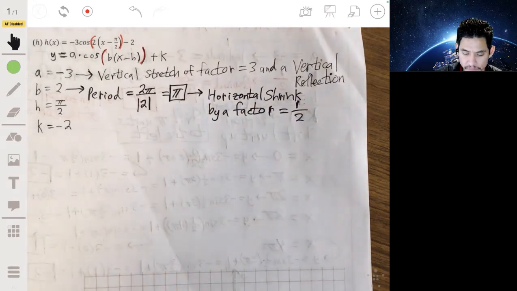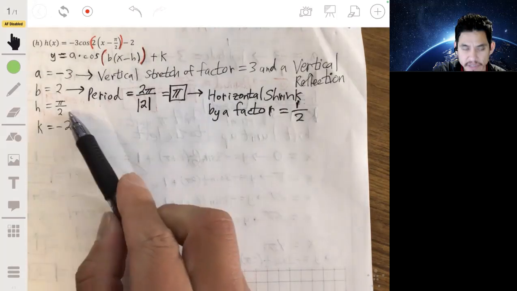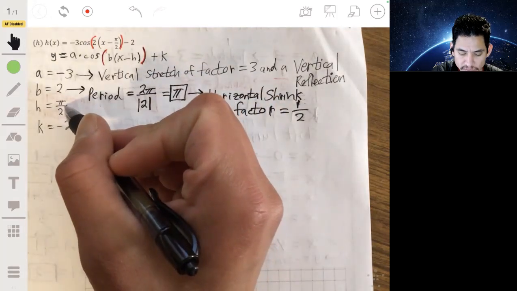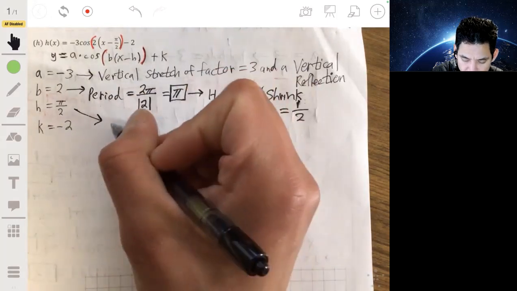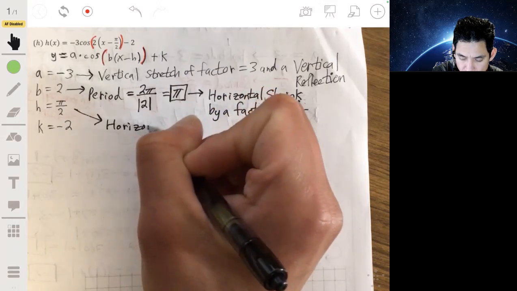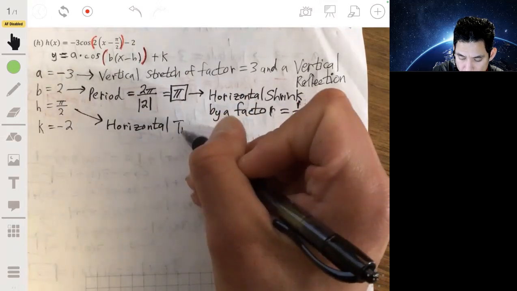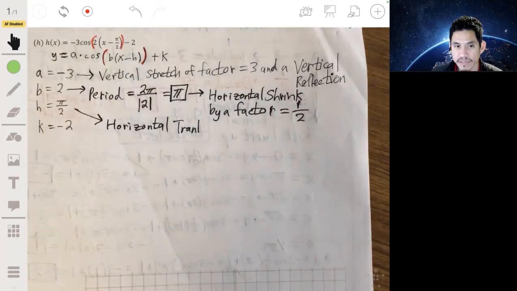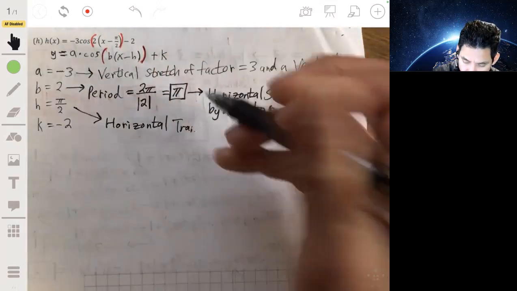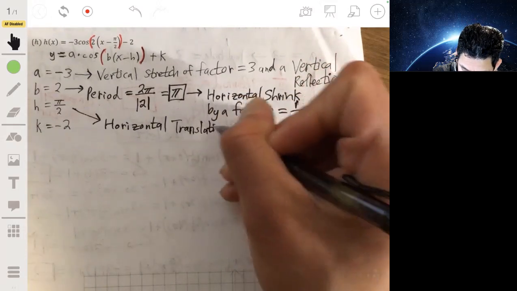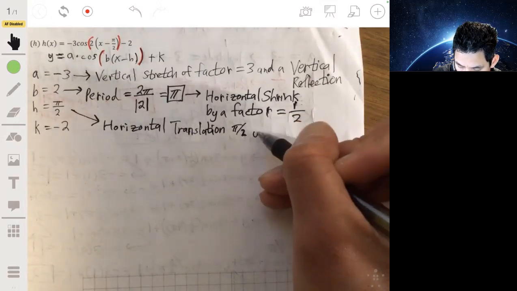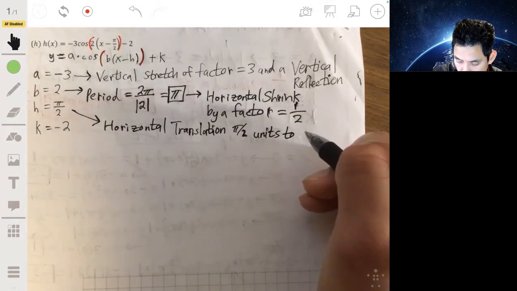Now let's look at h. H is simply going to shift the graph, or translate it, horizontally. It translates it to the right if it's positive or to the left if it's negative. So since it's positive, this is a horizontal translation, pi over 2 units to the right. Horizontal. That's not how you spell translation, you got an S there. Not a problem. Horizontal translation, pi over 2 units to the right.